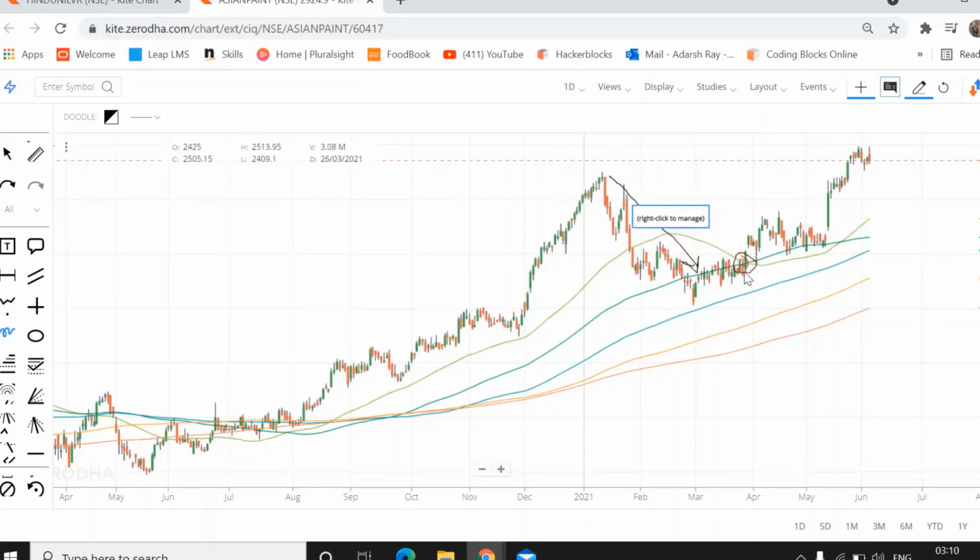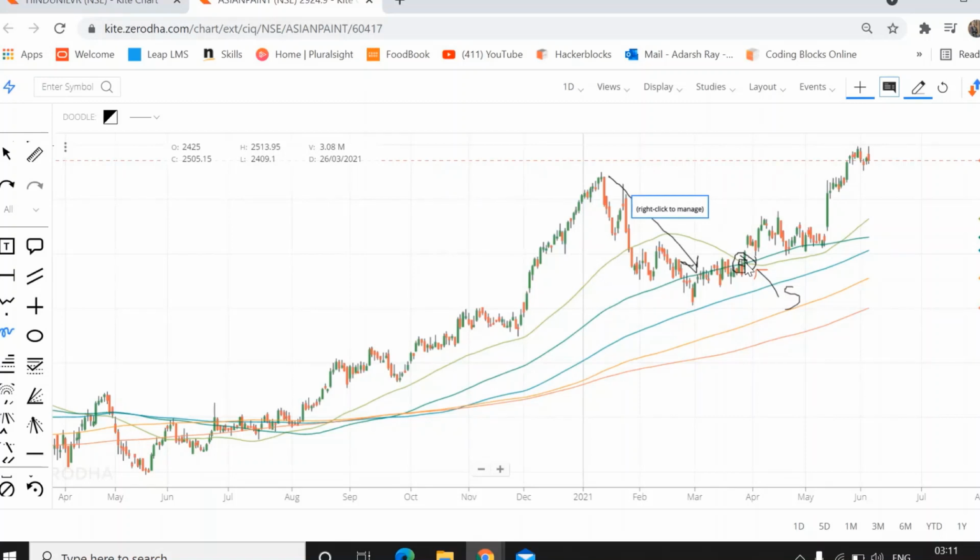If someone had followed this and taken an entry, let's assume, saying, oh, now this has cut, so I should sell. You can see that from this point, this stock never returned back to this point in this period. So if you had sold here, you would have faced a good loss.